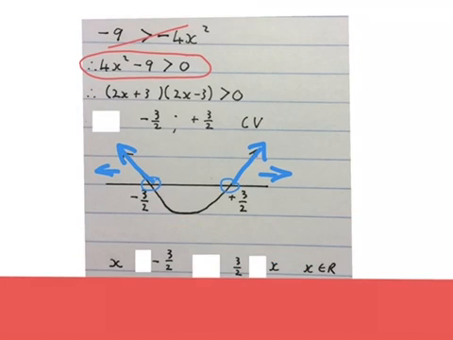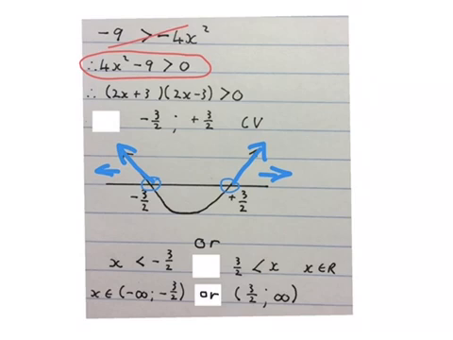Now I write my answer. Because the x values are on this side of the number, I write it on this side of the number. And because these x's I want are on this side of this number, I write it on this side. Then I just fill in the inequalities. So x must be smaller than this number, or x is bigger than this number. So the final answer is x is smaller than -3 over 2, or x is bigger than 3 over 2. x is an element of the real numbers.